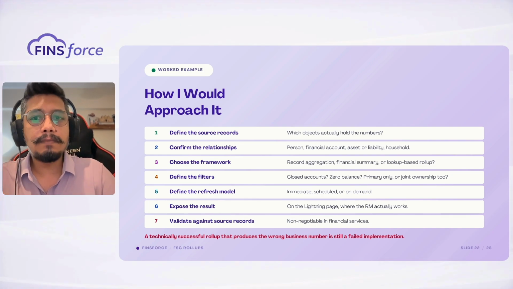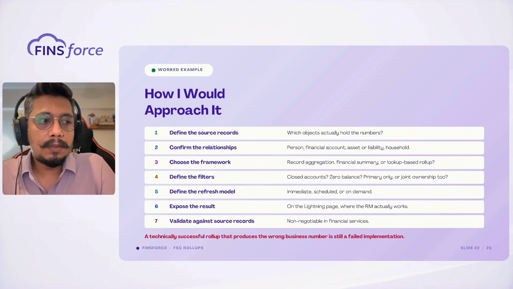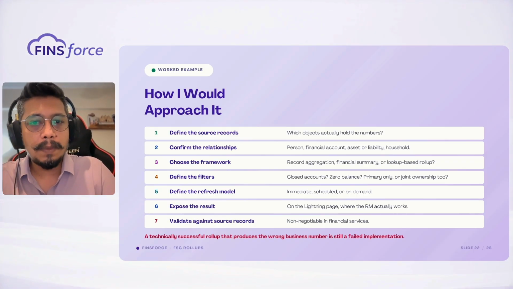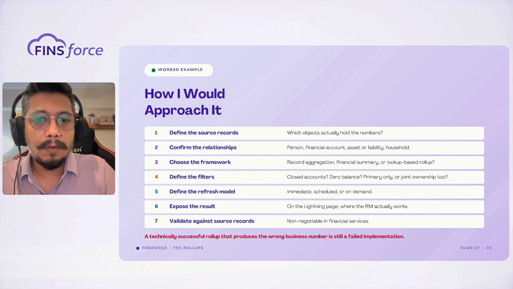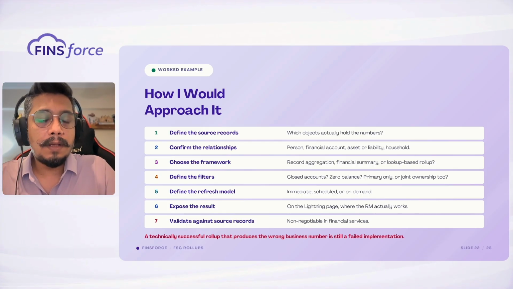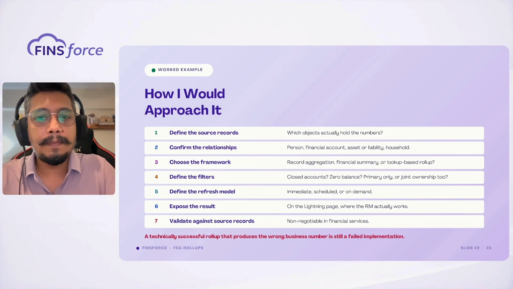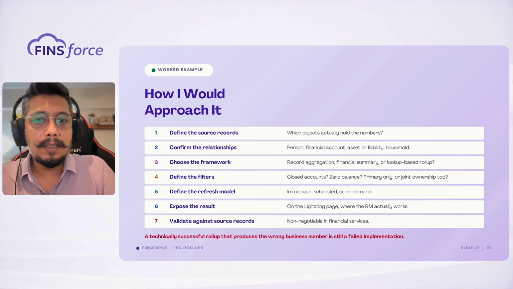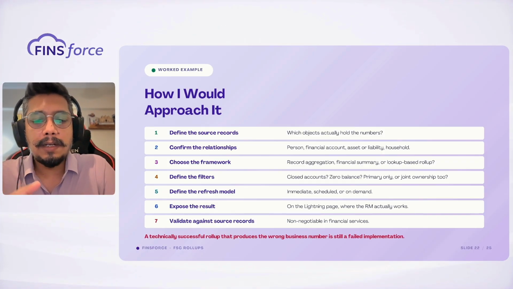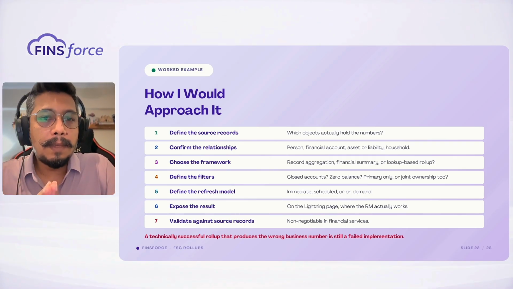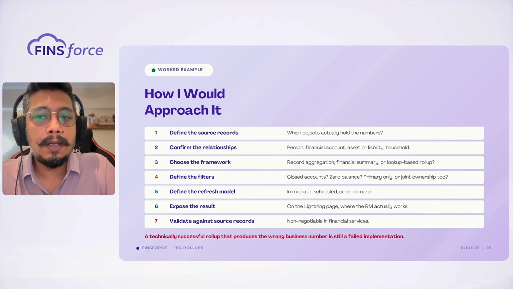Define the filter. If some record has a zero balance or is inactive, you don't want it to show, so put the proper filter so that it will run faster rather than taking too much time to perform the rollup. Define a refresh model, whether you want real time or a scheduled one. Then expose the result where you want to show it, on a FlexCard, OmniScript, any LWC or a record page. Based on the requirement, you can expose the result.